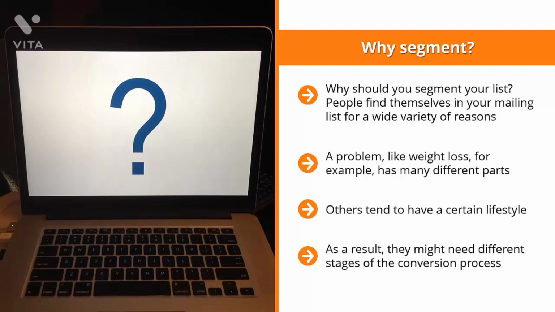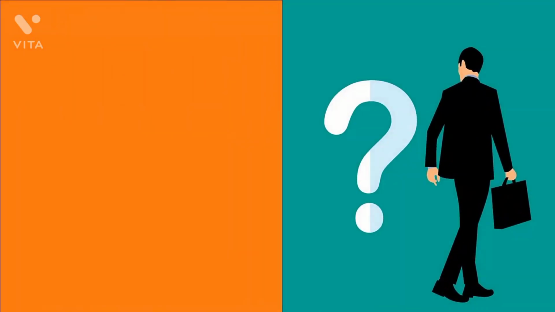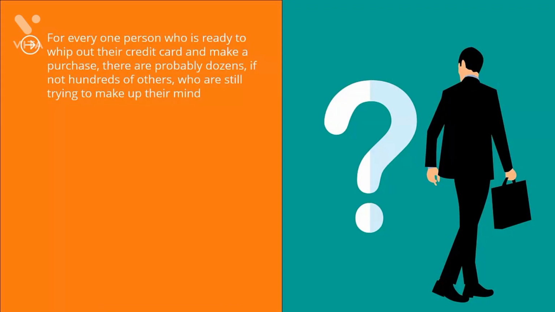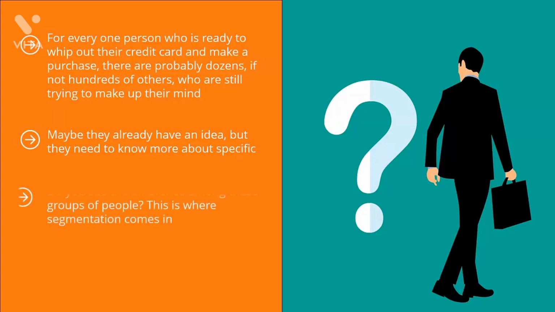Obviously, you can't send the same message to these people and expect the same results. It's just not going to happen. For every one person who is ready to whip out their credit card and make a purchase, there are probably dozens if not hundreds of others who are still trying to make up their mind. Maybe they are looking for more information. Maybe they already have an idea, but they need to know more about specific solutions. Maybe others trust a solution but just need you to push them off that fence. Do you see the difference among these groups of people? This is where segmentation comes in.